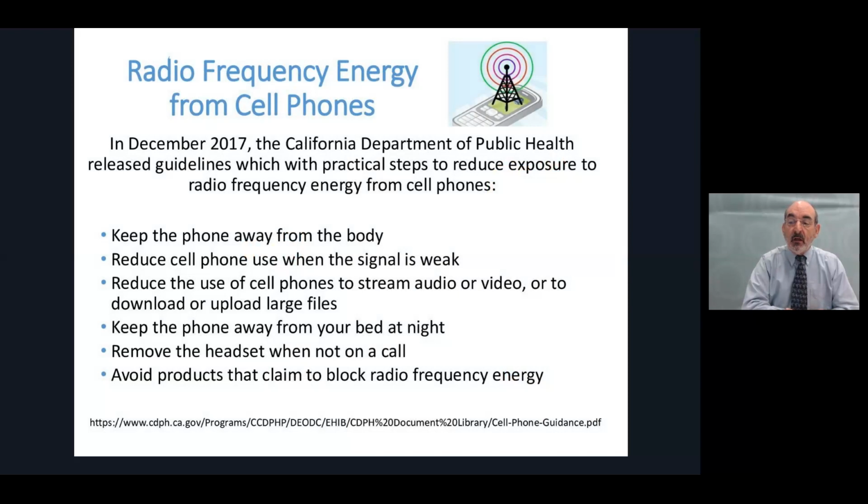There is increasing information about the safety of cell phones and the radiation they give off. This slide is simply from 2017. The California Department of Public Health released guidelines for what they feel will reduce the risk of potential radio frequency and electromagnetic radiation from cell phones. Primarily, these recommendations say to keep the cell phone away from or off of our body, and to try to reduce the risk of being exposed to electromagnetic radiation for prolonged periods of time.